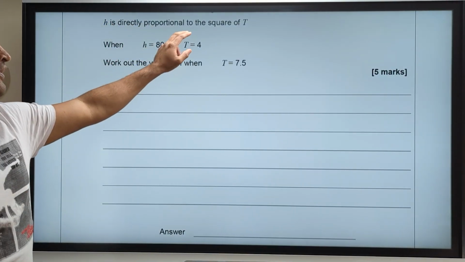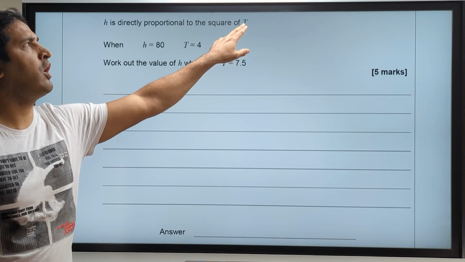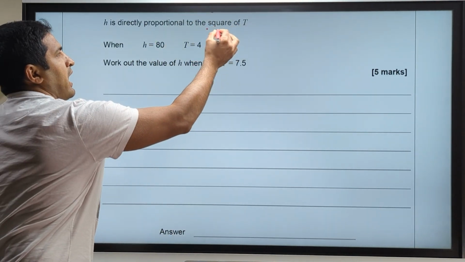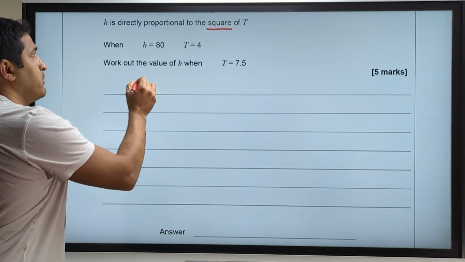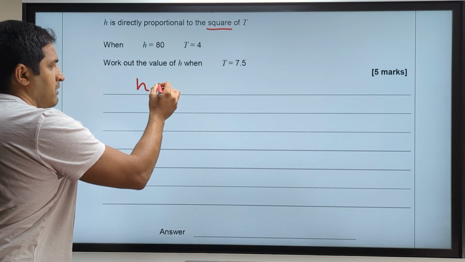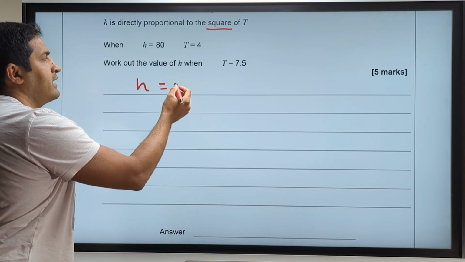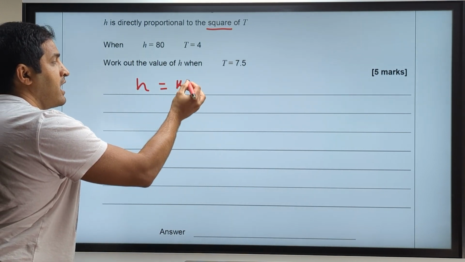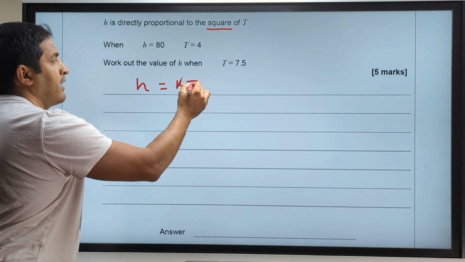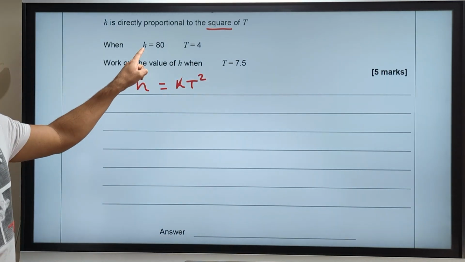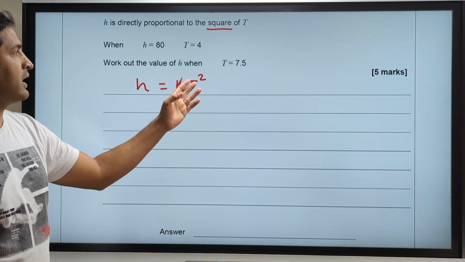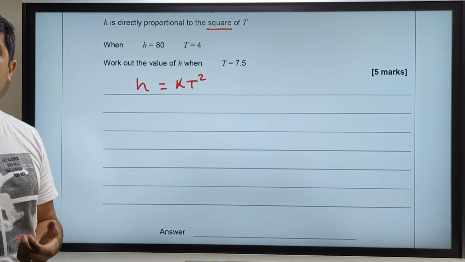So h is directly proportional to the square of t. So make sure you don't forget the square part. Okay. So what we can do is write down the equation or formula. h is equal to some constant k multiplied by t squared. Now we've been given what h is and what t is. We can substitute those values to work out what k is.